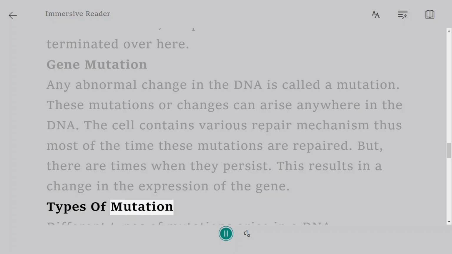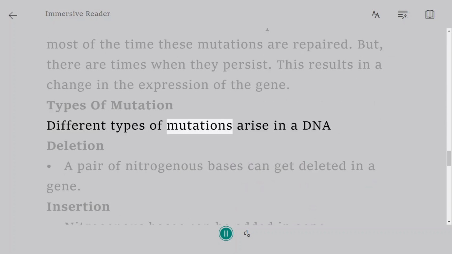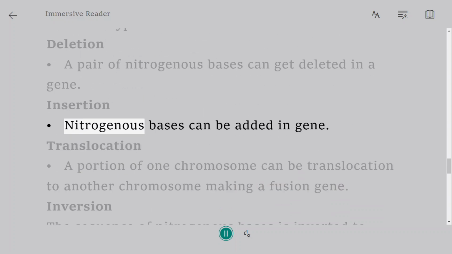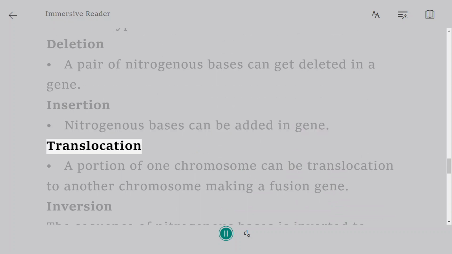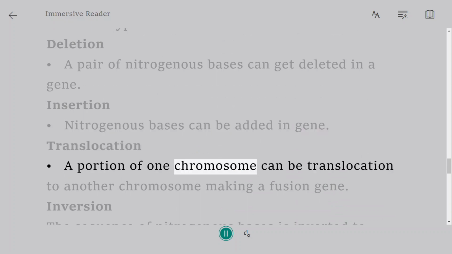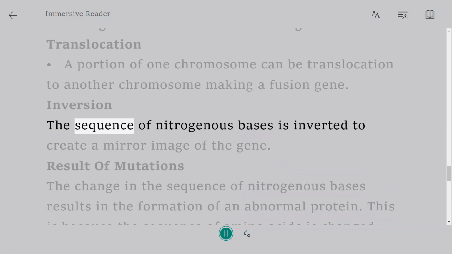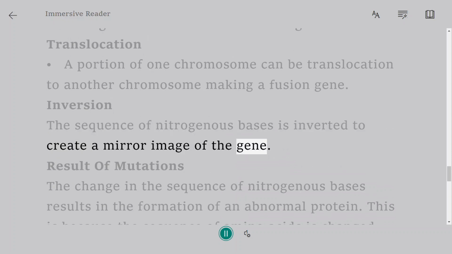Types of mutation. Different types of mutations arise in a DNA. Deletion. A pair of nitrogenous bases can get deleted in a gene. Insertion. Nitrogenous bases can be added in a gene. Translocation. A portion of one chromosome can be translocated to another chromosome, making a fusion gene. Inversion. The sequence of nitrogenous bases is inverted to create a mirror image of the gene.